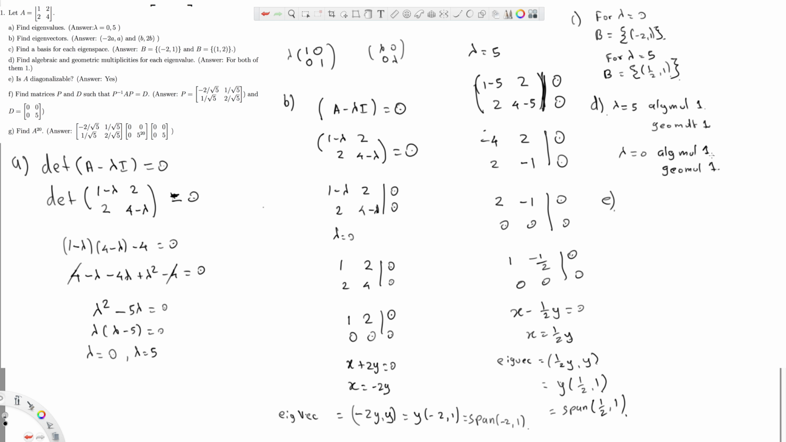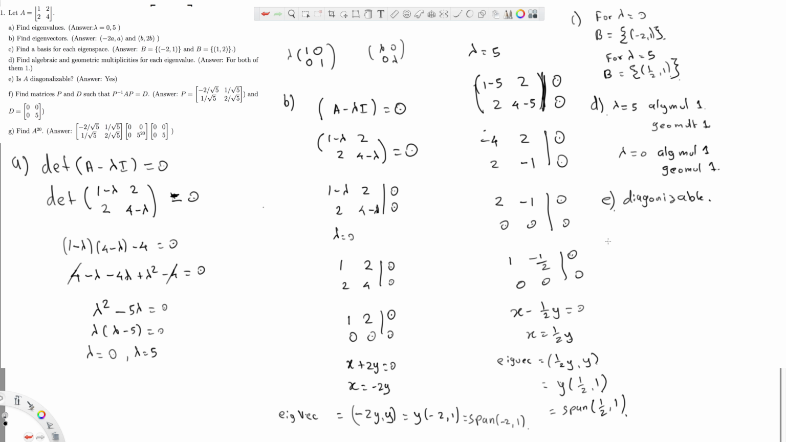So it doesn't matter what number. For example, if we have 2 and 1, then it's not diagonalizable. But if we have 2 and 2 here and 1 and 1 here, that's diagonalizable. So in this case, it is diagonalizable because both of the eigenvalues have equal numbers. That's the E part. And the F part is asking to find the matrices P and D such that P inverse AP is equal to D.